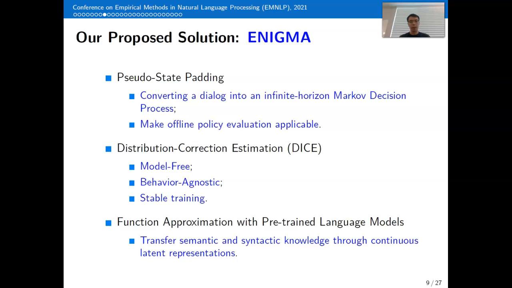Our proposed solution is called Enigma. Enigma first applies pseudo-state padding to convert a dialog into an infinite horizon Markov decision process, such that we can apply offline policy evaluation methods. And then we could apply the state-of-the-art offline policy evaluation method, which is so-called DICE. DICE represents distribution correction estimation. It is model-free and behavior agnostic. We can also stabilize the training of DICE by using normalization and regularization. To further improve the performance, we use function approximation with pre-trained language models, such that we can transfer semantic and syntactic knowledge through continuous latent representations.